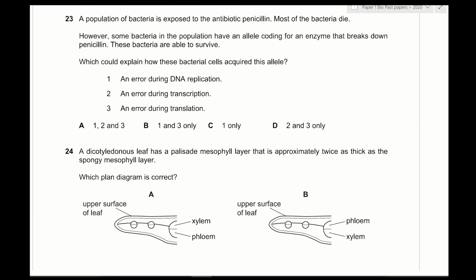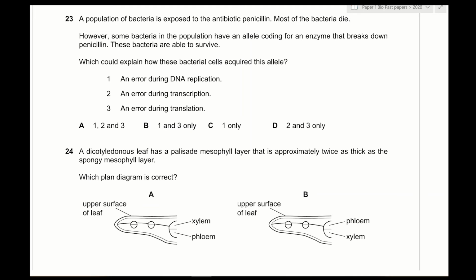Question number 23. A population of bacteria is exposed to the antibiotic penicillin. Most of the bacteria die. However, some bacteria in the population have an allele coding for an enzyme that breaks down penicillin. These bacteria are able to survive. So penicillin basically prevents the growth of bacterial cell walls because it inhibits the enzyme that forms cross links between bacterial cell walls. Now, which could explain how these bacterial cells acquired this allele?